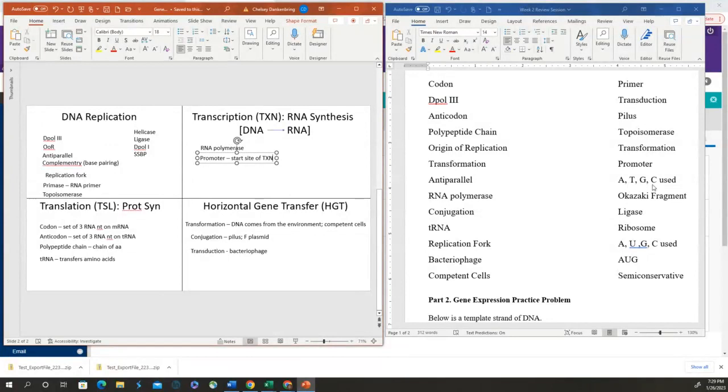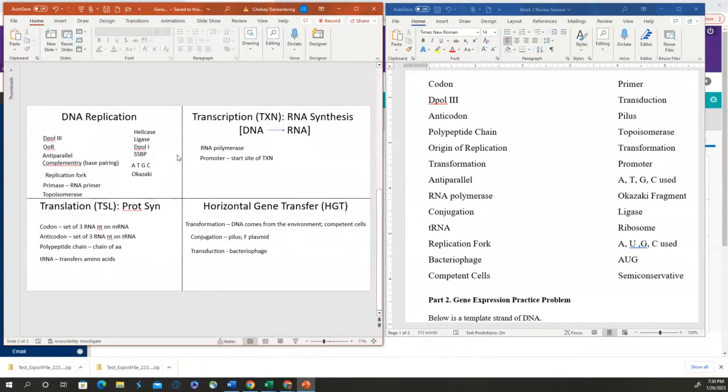All right, A, T, G, and C are used. So when do we need to be incorporating A's, T's, G's, and C's? Good, DNA replication. What gives it away? What letter there is unique to DNA? Good, the thymine, that's going to come back soon. All right, wonderful. Okazaki fragments, where do we find those? Yeah, DNA replication has a lot of stuff, doesn't it? Oh, I forgot to type DNA replication. What do I need? Okazaki fragment. Good, good, good. All right, we did ligase already.